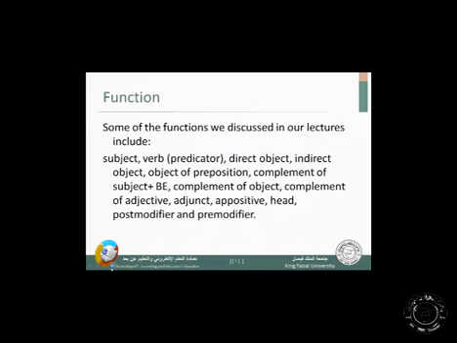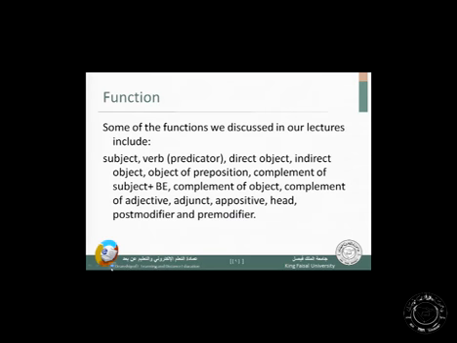Now we move on to the function. We discussed different functions in our lectures, including subject. Noun phrases can function as a subject. Verb, of course, the function is called a predicator, but as we said, the function of predicator can only be done with verbs. So we can use verb as a way to refer to the function. Instead of saying predicator, we can say verb. So verb can refer to both the form and the function, as I explained previously.